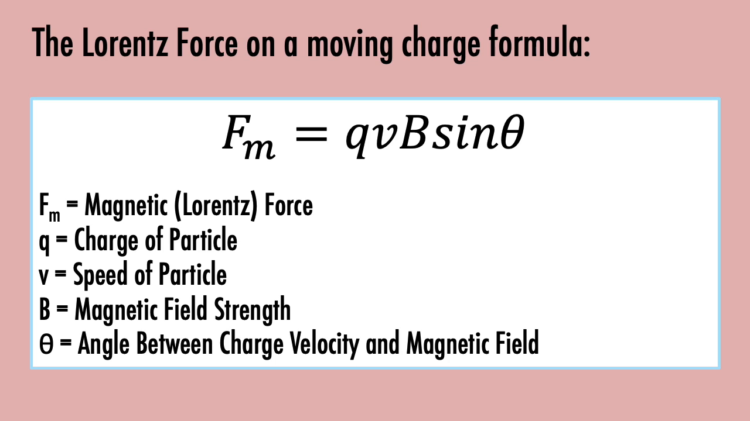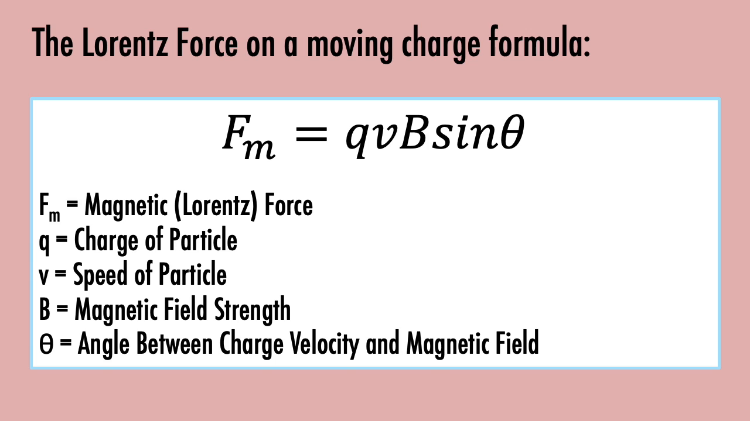Now, the sine operation can be confusing for students, but remember how I said that the Lorentz force is zero if a charged particle moves parallel to the field? That's what the sine is for. The sine operation ensures that the maximum Lorentz force happens at 90 degrees, aka perpendicular, and that zero Lorentz force will happen at 0 degrees, aka parallel.